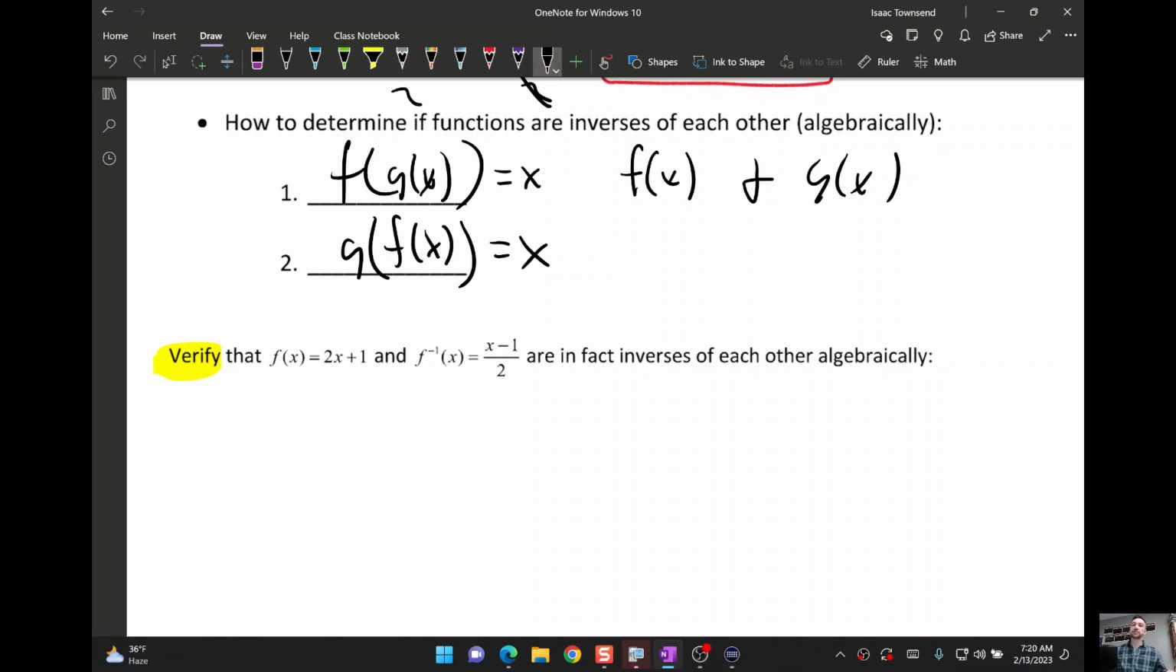It's called the composition of functions when you plug a function into the other one. But the only way to prove that two functions are inverses is to plug them into each other, simplify, and show that it simplifies to x.